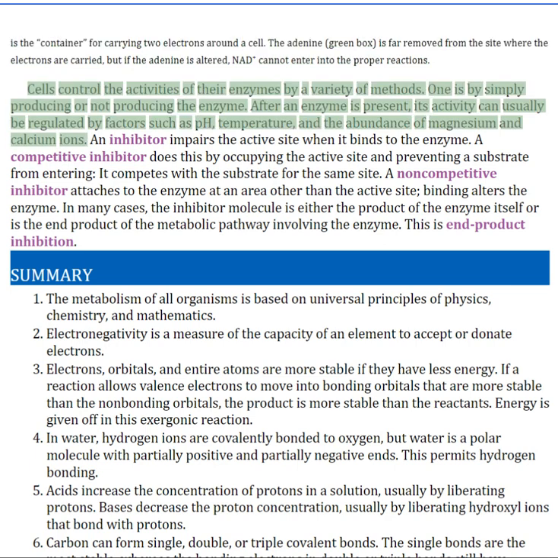Cells control the activities of their enzymes by a variety of methods. One is by simply producing or not producing the enzyme. After an enzyme is present, its activity can usually be regulated by factors such as pH, temperature, and the abundance of magnesium and calcium ions.